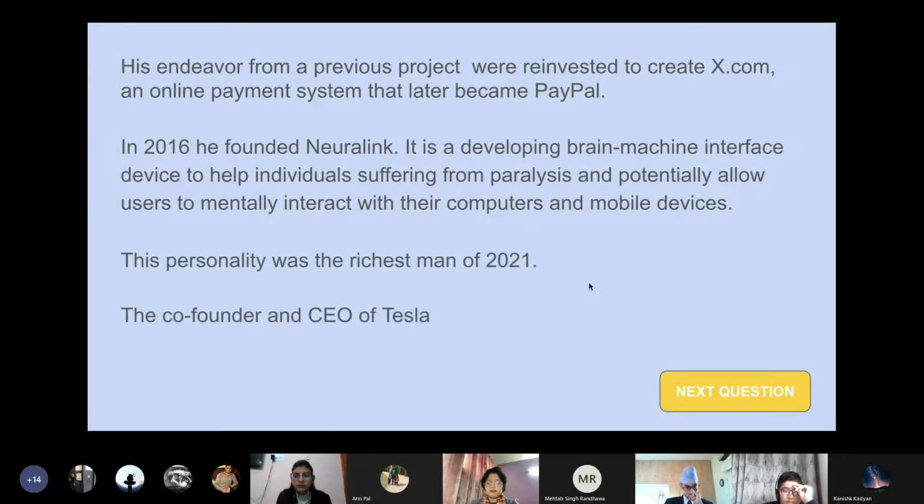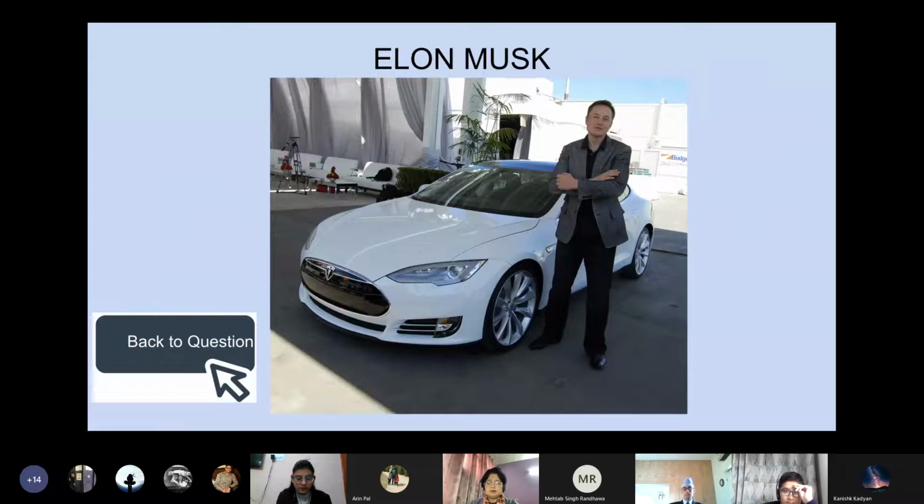And he is a co-founder and CEO of Tesla. And the person is Elon Musk. Do you know anything more about him? Ma'am, that he invested $10 million in SpaceX. Yes, ma'am. He sent a Tesla into space. Exactly. Roadster. Ma'am, with his one tweet, the price of Dogecoin rose 200%. And ma'am, in the team trees, he donated $1 million.